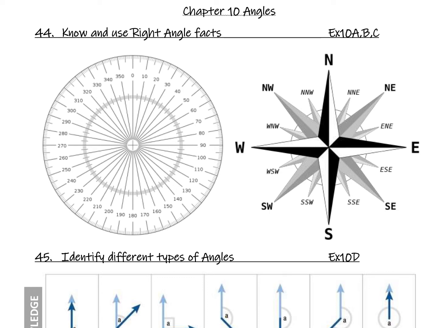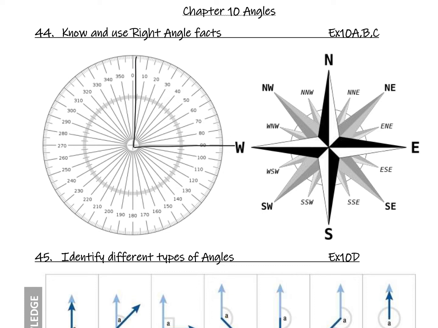Chapter 10, Angles. Angles is a way of measuring turn. So if we look at this protractor, as we take this to be our center, as we move around, as we turn, we're creating an angle. And then if we get to here, we've created a quarter of a turn. So from 0 to 90 degrees, that's a quarter of a turn.